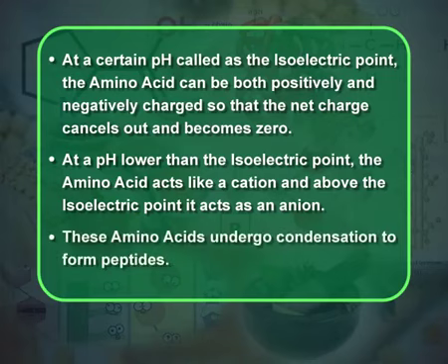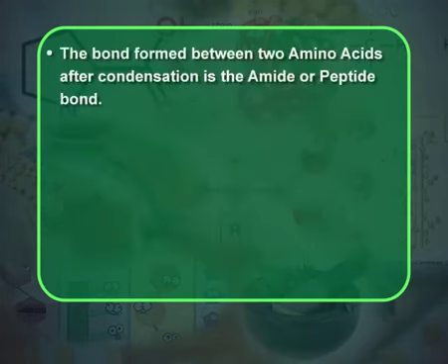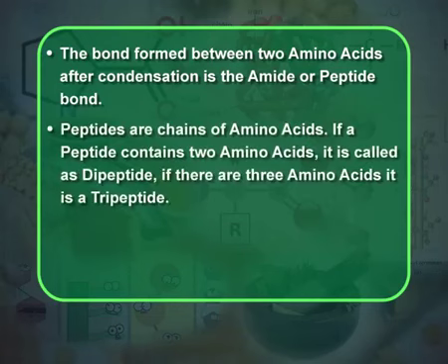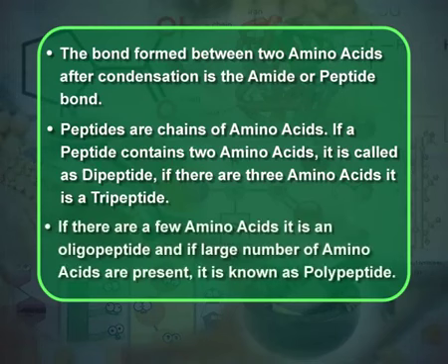These amino acids undergo condensation reactions to form peptides. The bond formed between two amino acids after a condensation process is known as the amide bond or the peptide bond. So, peptides are actually nothing but chains of amino acids. If a peptide contains two amino acids, it is known as a dipeptide, and if there are 3 amino acids in the peptide, it is called a tripeptide. If there are a few amino acids, it is known as an oligopeptide, and if a large number of amino acids are present, it is known as a polypeptide.